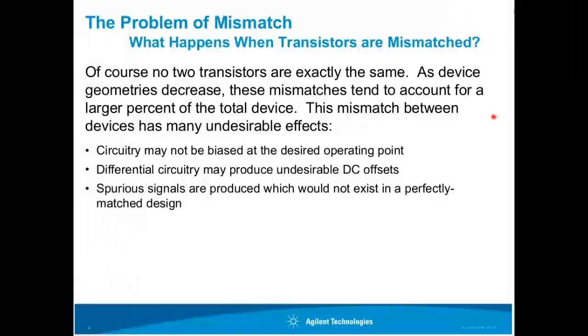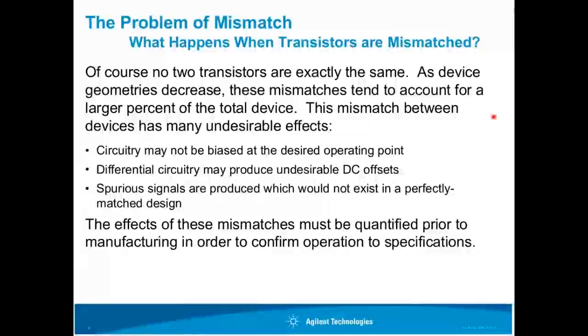devices. The bottom line is, if you want to find out what your yield is going to be for your design, you need to see how these mismatch effects are going to affect the figures of merit that you care about.